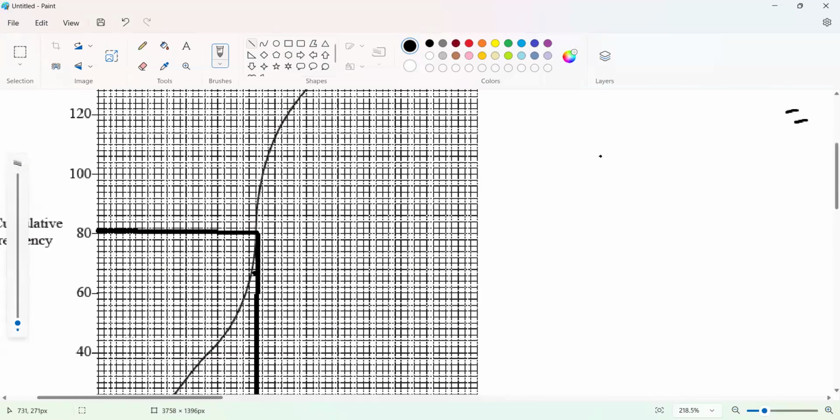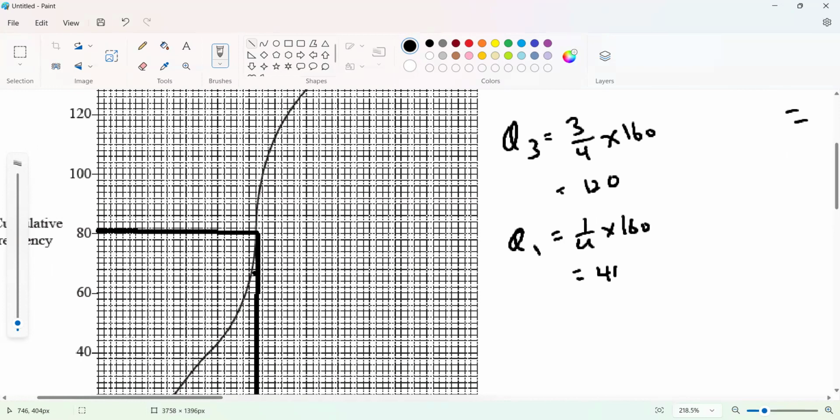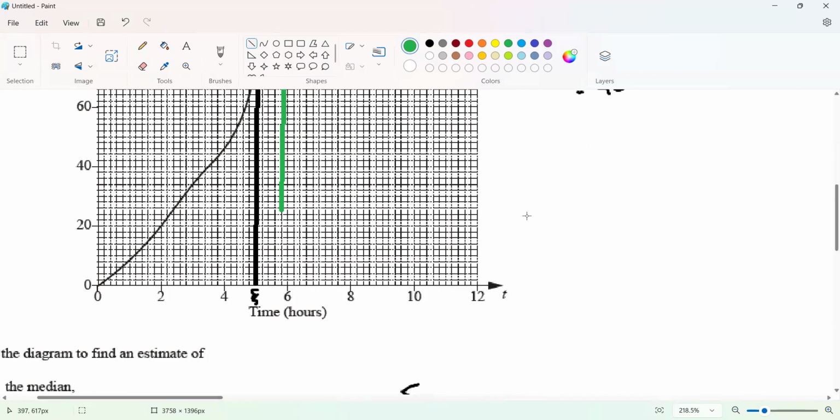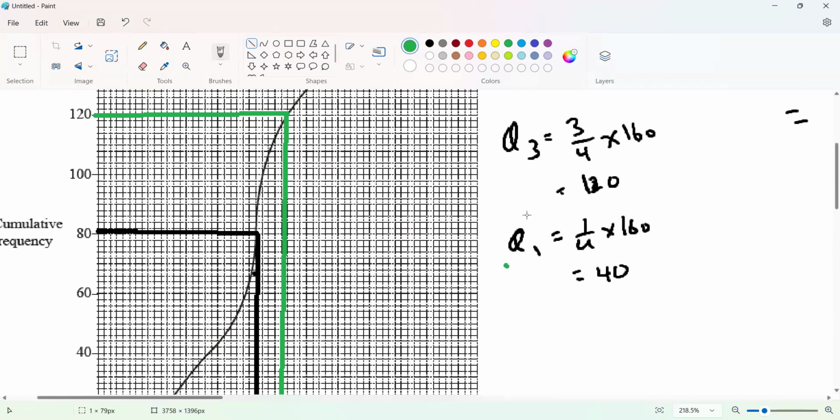Whereas for your interquartile range, our Q3 is basically 3/4 of 160, and that's 120, whereas our Q1 is 1/4 of 160, which is 40, right? So we're going to take 120 and 40. I'll do it in green. So 120 first. This one is for the upper quartile. So that's about 5.8, I think. So your Q3 is 5.8.